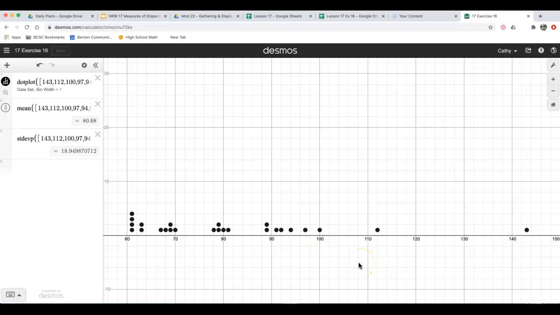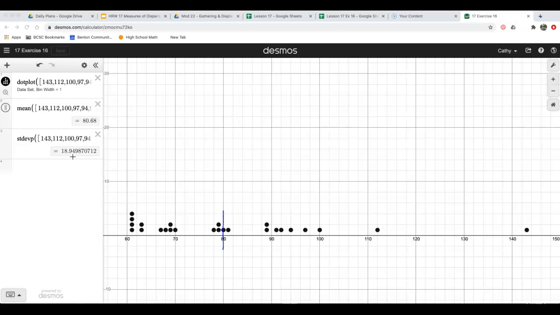Okay. So the problem wants us to make this line plot and then find the mean of the data. Well, again, I'm going to let Desmos do this for me. It tells me the mean is 80.67. Once we find the mean, we also want to find the standard deviation, which Desmos tells us is 19.4.